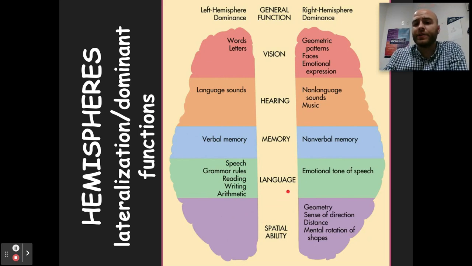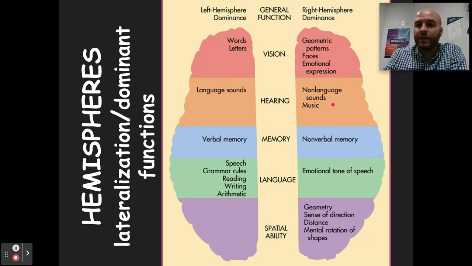Okay. In terms of language, your right hemisphere takes on the emotional tone of speech and helps you identify and evaluate the emotion in someone's speech. While the left hemisphere is about speech in general, you speaking, your grammar rules, reading, writing, arithmetic, right? That's on the left side. When we talk about memory, nonverbal memory seems to be stored or more dominant in your right hemisphere, whereas verbal memory is in your left.